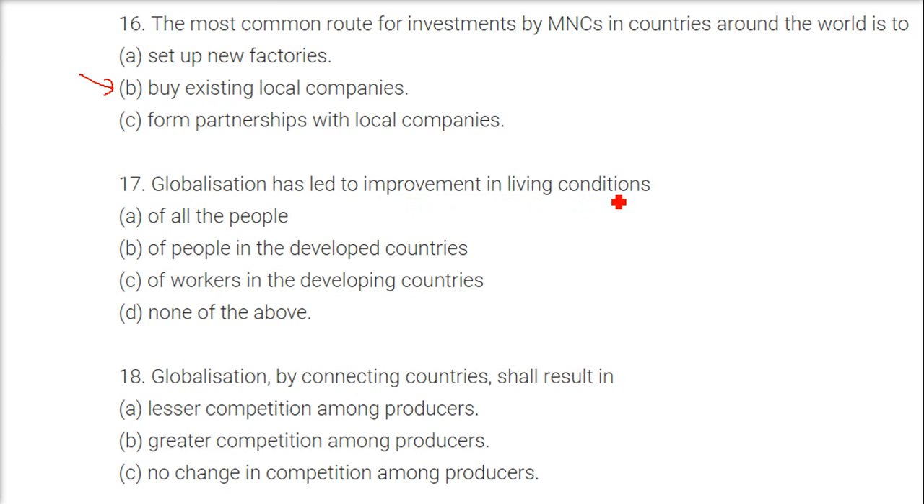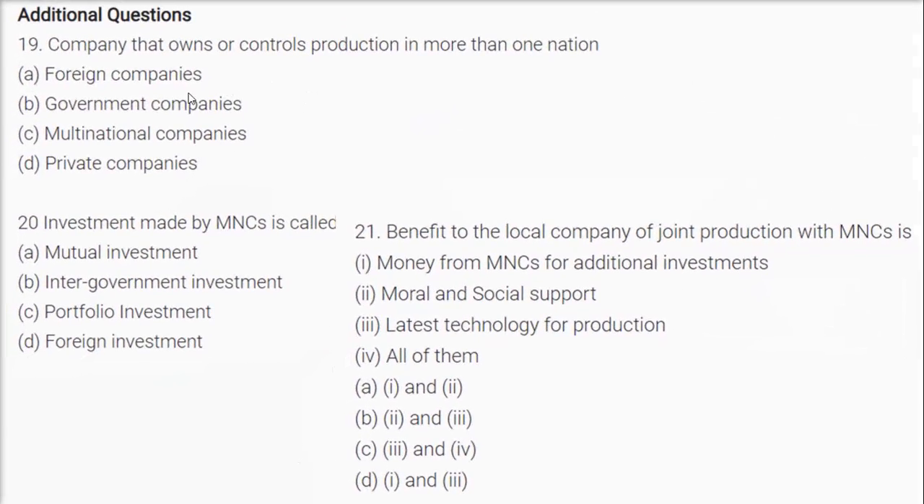Globalization has led to improvement in living conditions of workers in the developing countries, right? Globalization, because the people in the developed countries, the living conditions are already good. So the answer will be C. Globalization by connecting countries shall result in greater competition among producers.